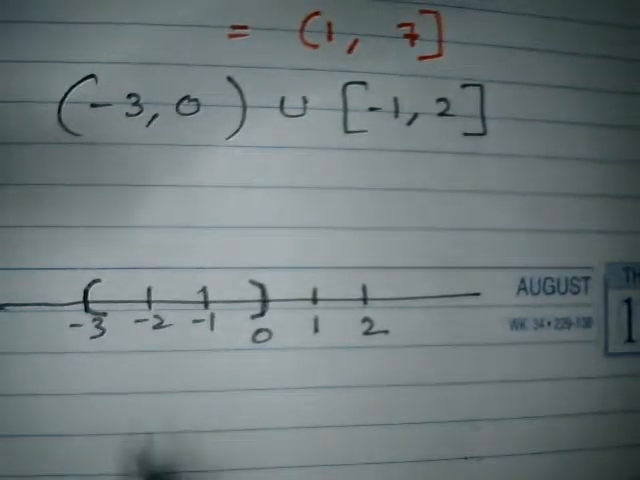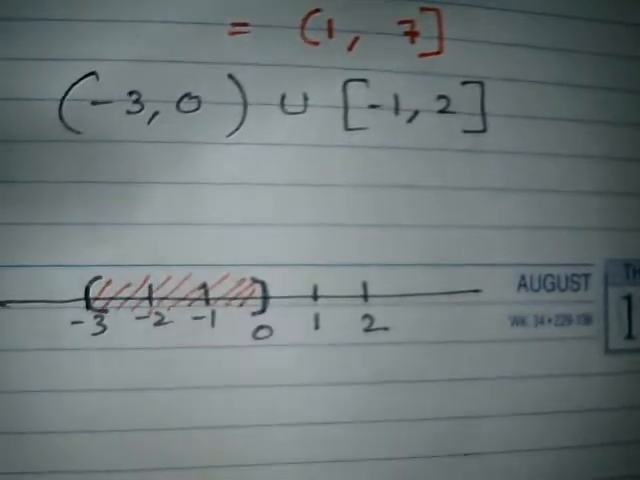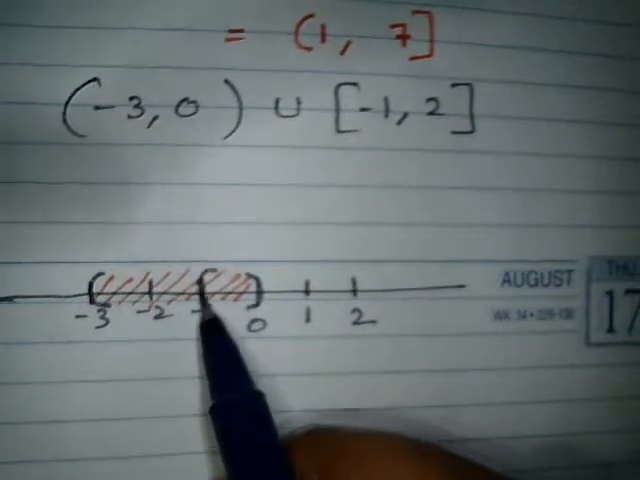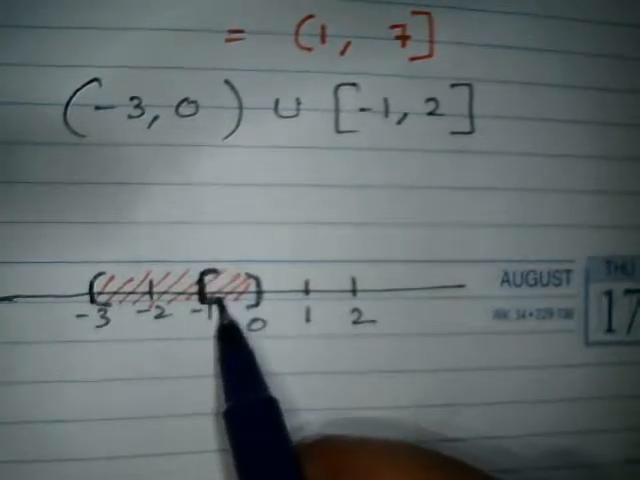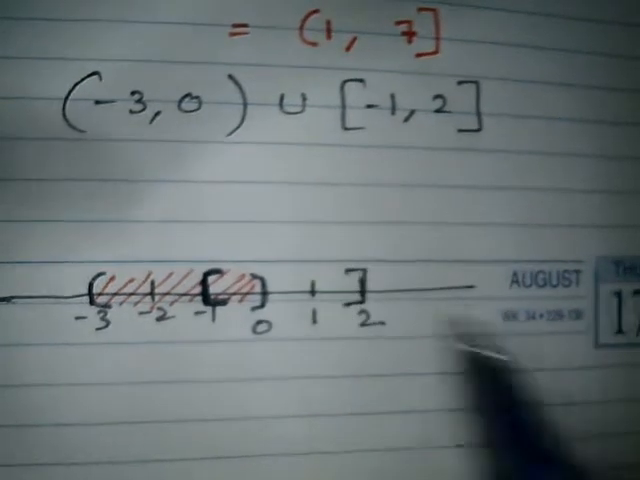Okay, now this second set is starting with negative 1. On negative 1 it is going to be a close bracket and it is ending with 2. 2 is also a close bracket, so it is going to be contained here.